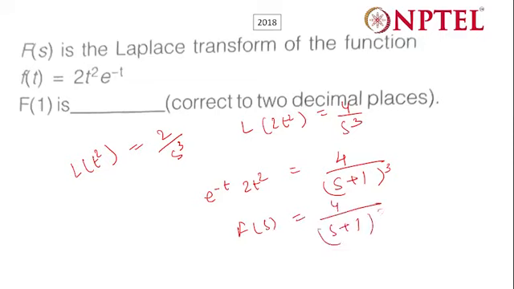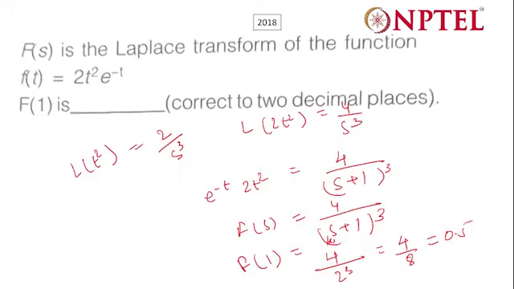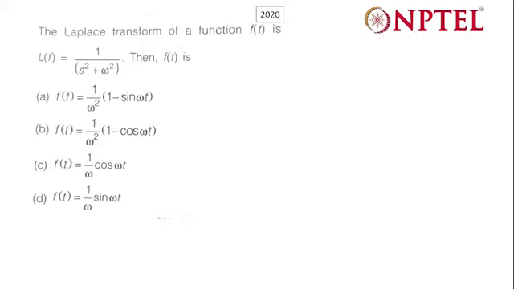What is it asking? They are asking F(1). We'll put s as 1, so it will be 4 divided by 2 cube, 4 divided by 8, it will be 0.5. I think maybe you forgot this 2, that is why your answer is coming up different. Or something you forgot. Yes, ma'am, I applied the cube, and also the square. Okay, any doubts in this question? Okay, solve this question.